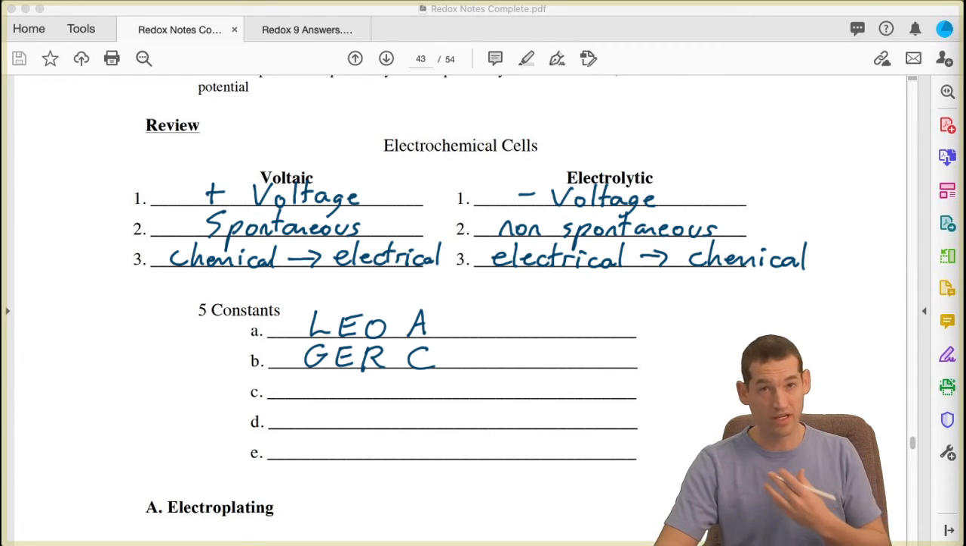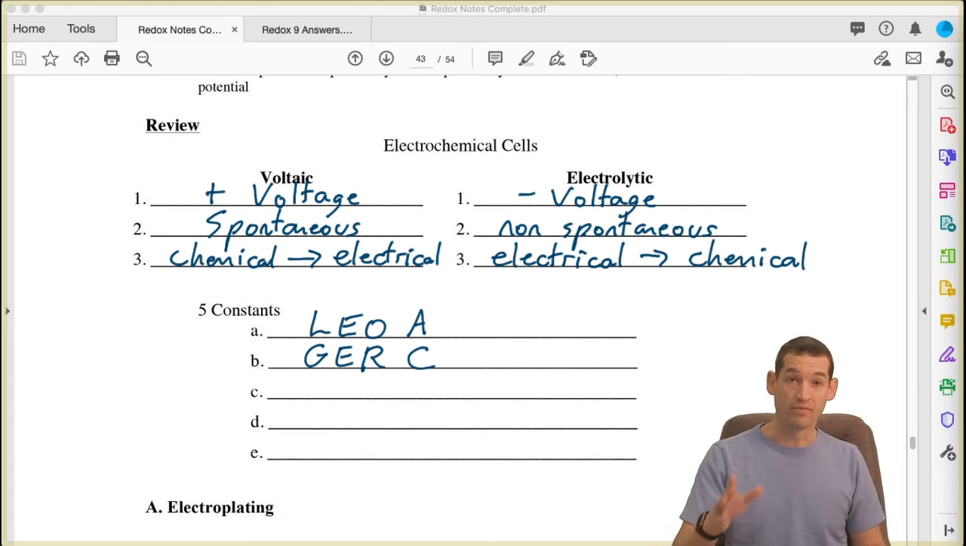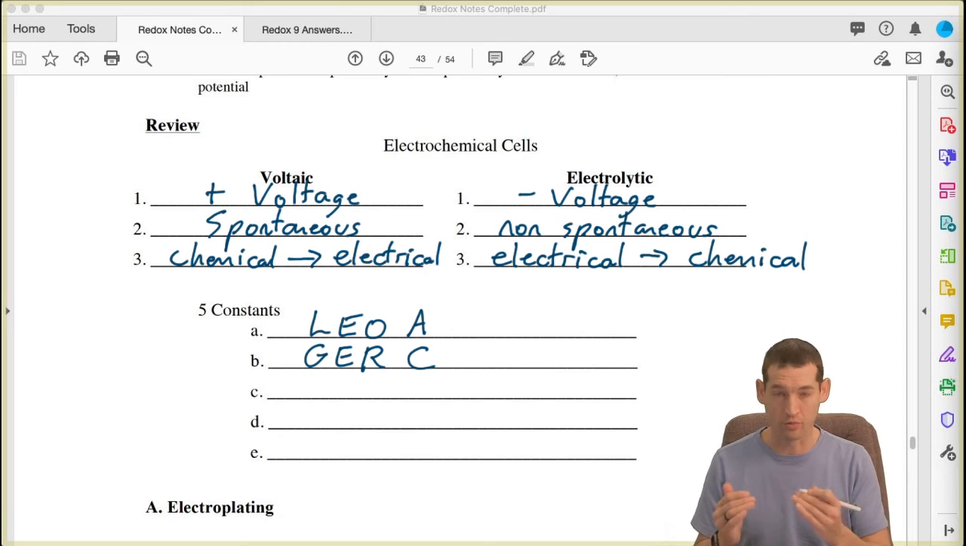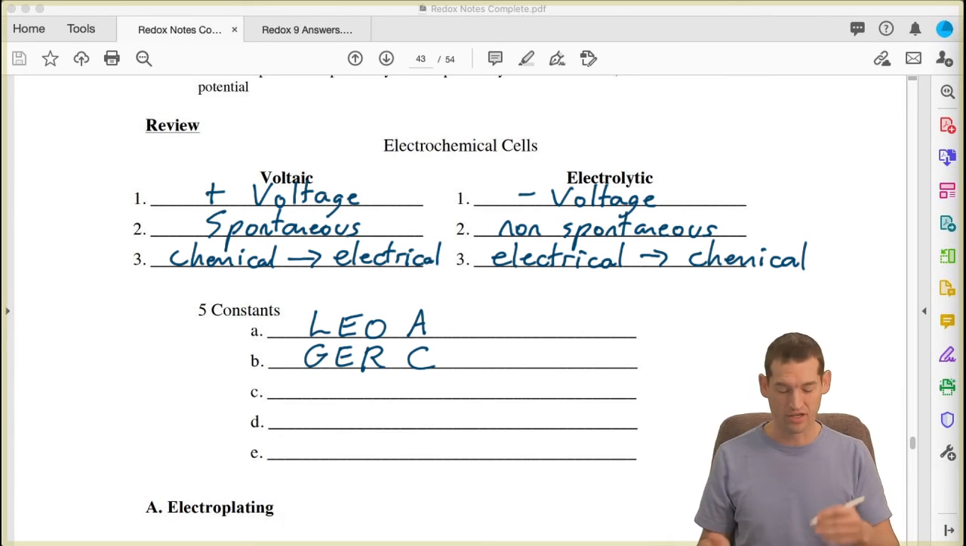So my personal way again, Leo Anderson is a Gurk. I know it's stupid, but that's why I remember it. Again, when you're going through cells, that's my first step always. Identify your OA, identify your RA, figure out where the oxidation is, the reduction is, find the anode and the cathode, because that tells you everything.